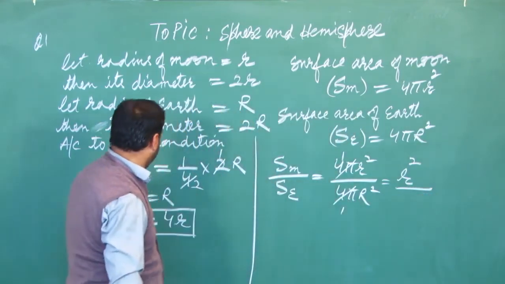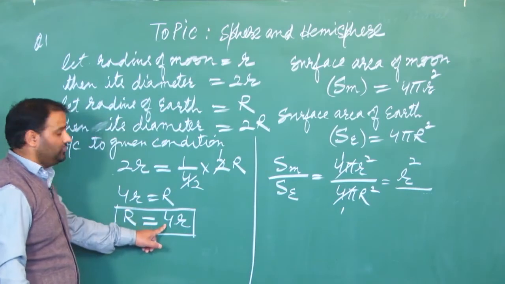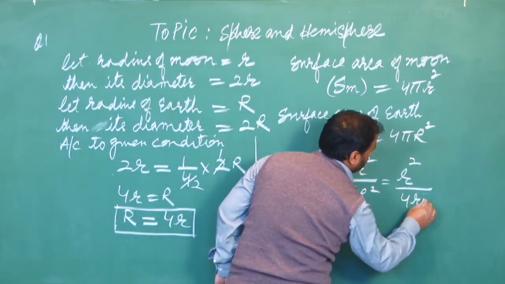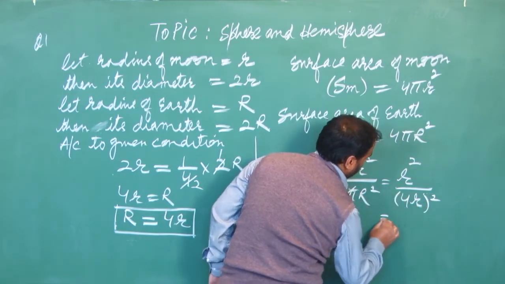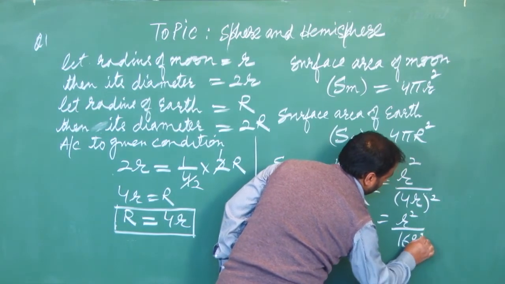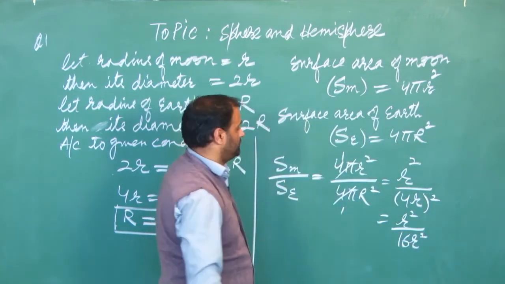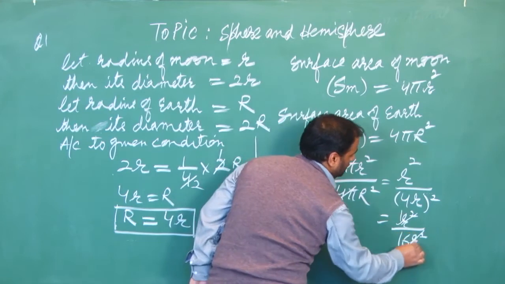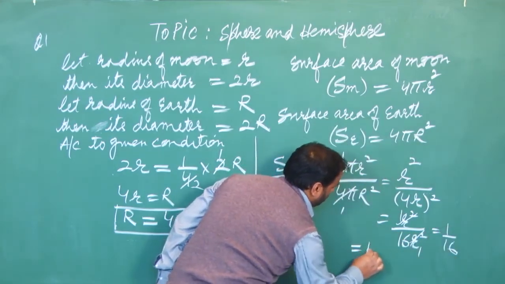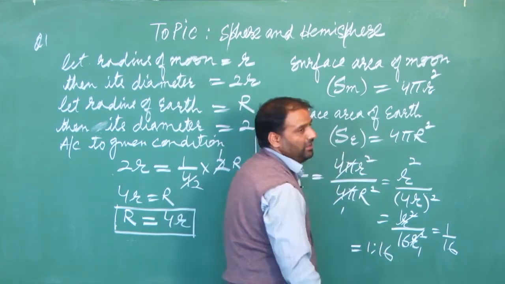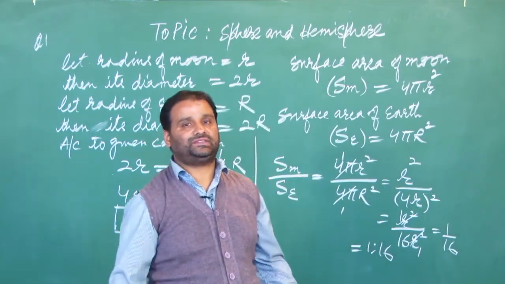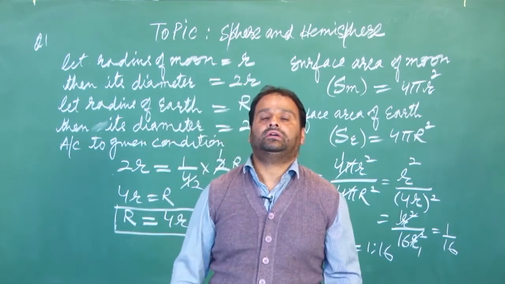Now capital R is the radius of the earth, and it is 4 times the radius of the moon. So instead of capital R, write 4r whole square. It is r square by 16 r square. 4 into 4, 16. r into r is r square. Now r square and r square is cancelled. It is 1 by 16. So the ratio between the moon and the earth of their surface areas is 1:16. Hope that you understand that question.